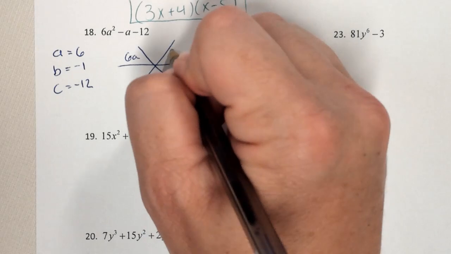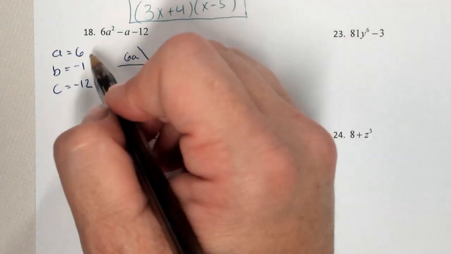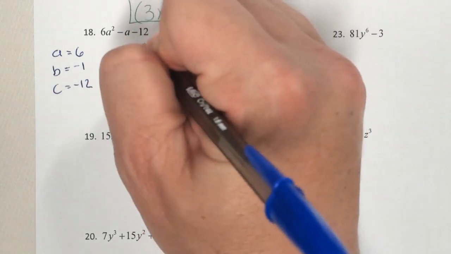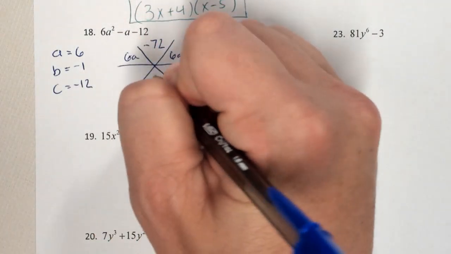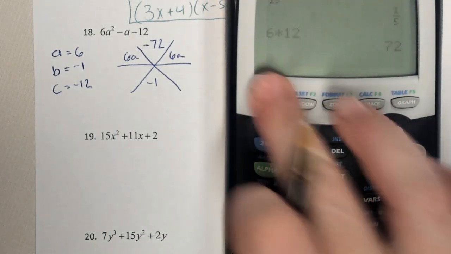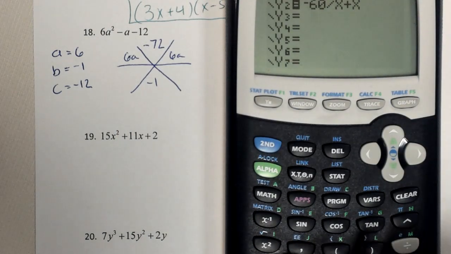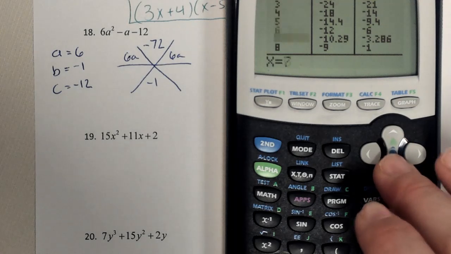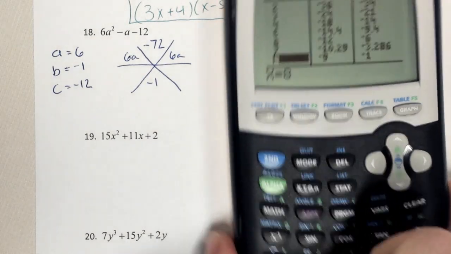So 6a, 6a. A times c, 6 times 12, so we mean negative 72. B is negative 1. So again, we can use our calculator. We're looking for negative 1. So right there at the bottom, it's positive 8, negative 9.